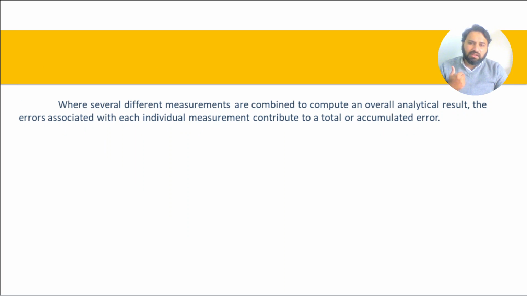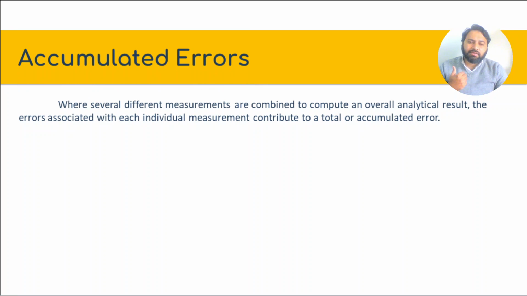The next is the accumulated errors. These are errors where several different measurements are combined to compute an overall analytical result. The errors associated with each individual measurement contribute to a total or accumulated error. That means the different measurement errors combine, which is why they are known as accumulated errors.